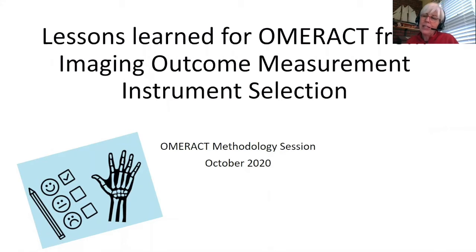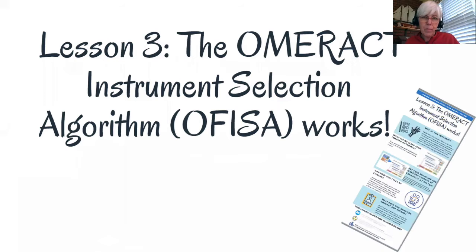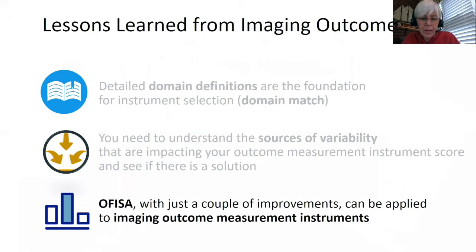When OMRAT looked at instrument selection processes for imaging outcome measurement instruments, things like an X-ray or an MRI or ultrasound, they found they had learned some lessons that were really applicable to all working groups. In this whiteboard, we'll go through the third lesson learned in our look at imaging outcome measurement instruments. That lesson is that with a few tweaks, we can make one instrument selection process work for all outcomes.